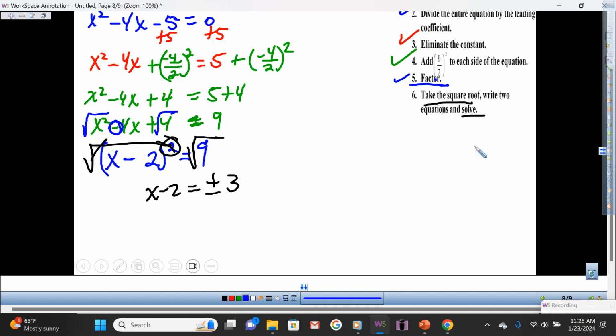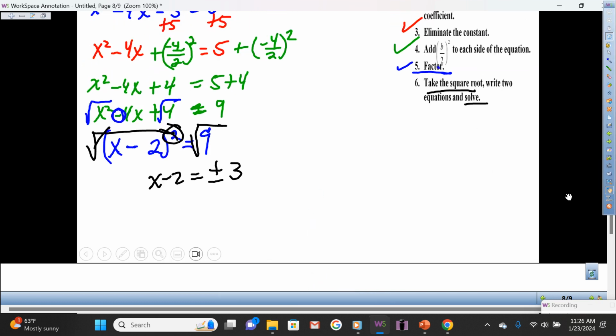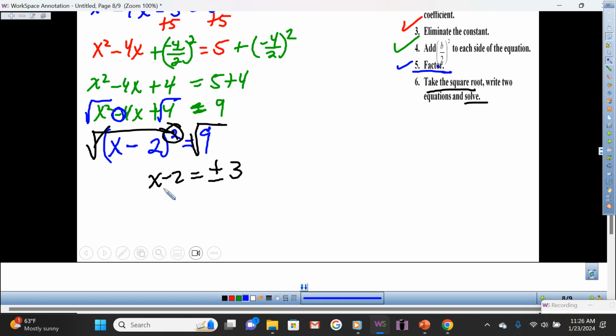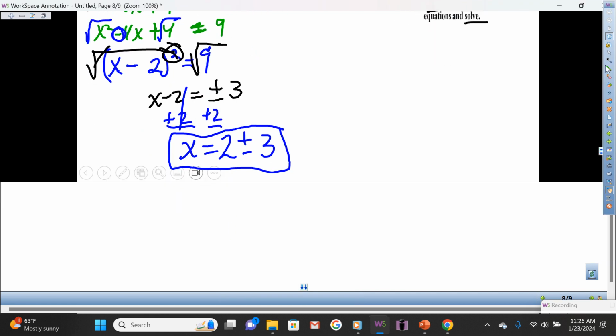Next, we solve for x. Tell me what to do. Jacob, what do I do next? Yes. So he said you add 2 to each side before we write it in 2 equations. X equals 2 plus minus 3. And technically we're done right there. Is that correct? How many answers do we have here? 2. But we need to see them, which means we do this.